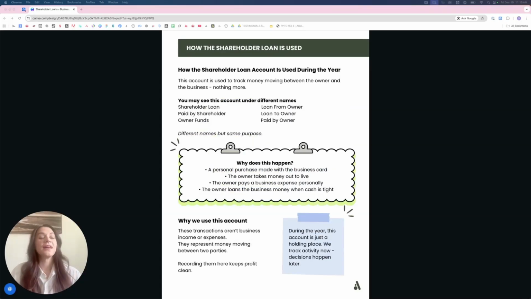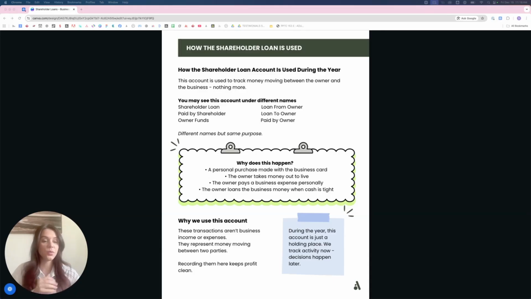Okay, so how do we actually use this account during the year? Well, you might see this account show up under a bunch of different names on your client's financial statements. So sometimes it's shareholder loan, paid by owner, owner's funds, loan from owner, loan to owner. So different names, but it's all essentially the same idea. Anytime money is moving between the shareholder and the business, it goes here. So for example, let's say a personal purchase hits the business credit card. Instead of recording that as a business expense, we'd record it to the shareholder loan account. What really happened is the shareholder took money out of the business and essentially just skipped a step.